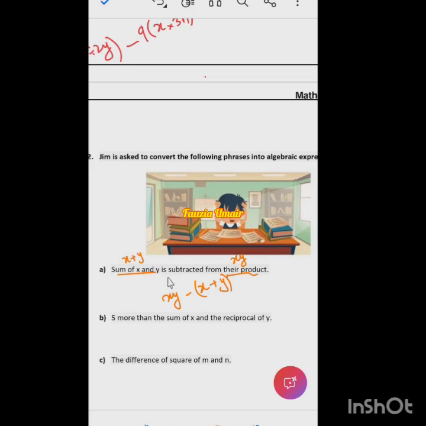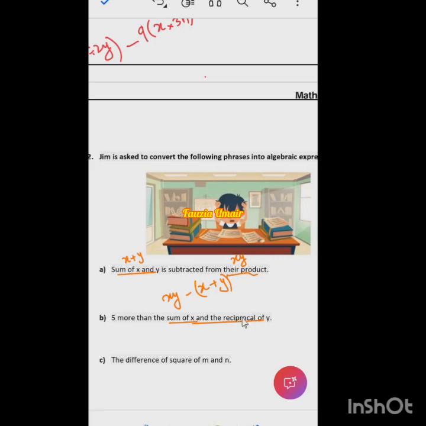So the B part is 5 more than the sum of x. So 5 more than the sum of x. नहीं, इस sum को फिलहाल ignore कर. 5 more than x. What is 5 more than x? नहीं नहीं, let's write down this first. x and the reciprocal of y. Sum of x and the reciprocal of y.